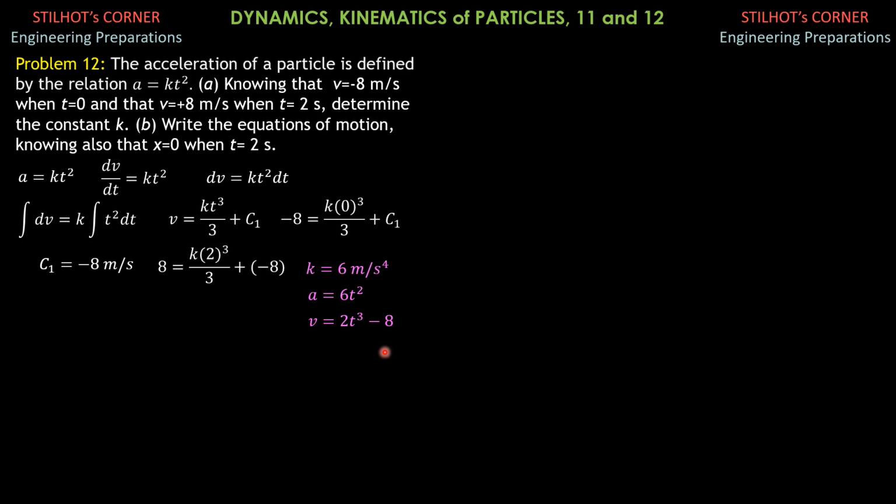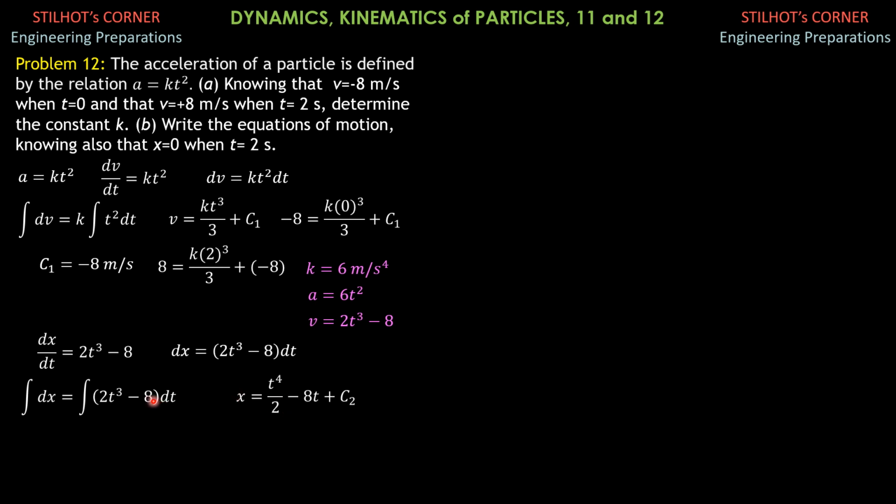Then for the position x, v is dx dt. So dx dt is v, 2t cubed minus 8. So dx is the quantity 2t cubed minus 8 dt. Then the integral of dx equals the integral of the quantity 2t cubed minus 8 dt. So x is equal to t to the fourth over 2 minus 8t plus constant of integration c sub 2.